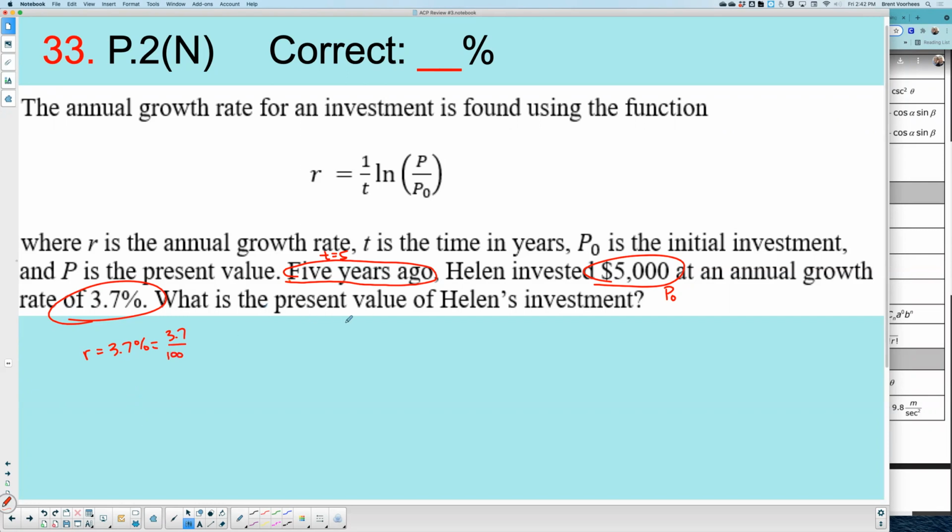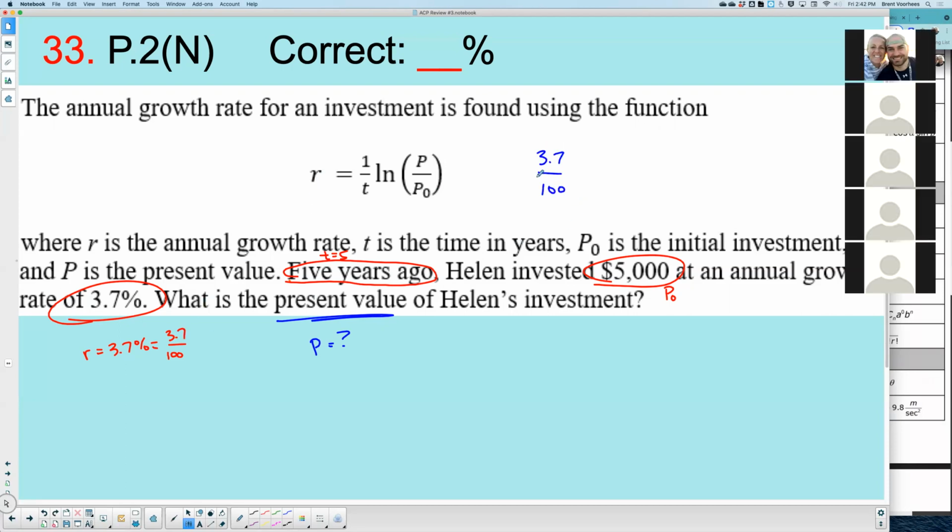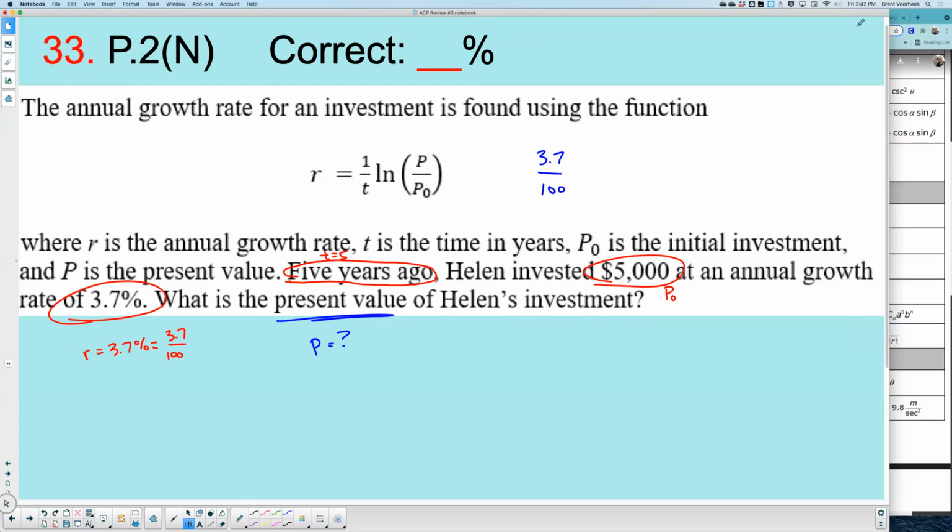What is the present value? That's what we're looking for. Present value, that is the capital P. That's what we're looking for. So what I would suggest we use is the calculator, just because it doesn't make algebra errors. What do we know our rate is? 3.7. We're going to divide that by 100. So 3.7% is the same thing as 3.7 divided by 100. We'll set that equal to 1 over, what's our T? 5. What's ln stand for? Natural log.